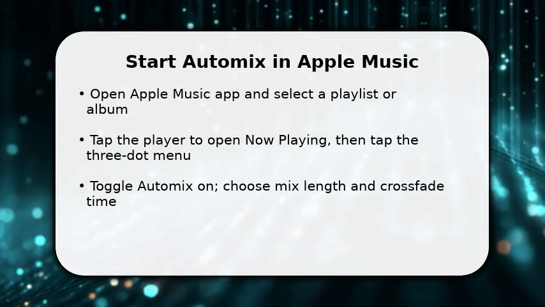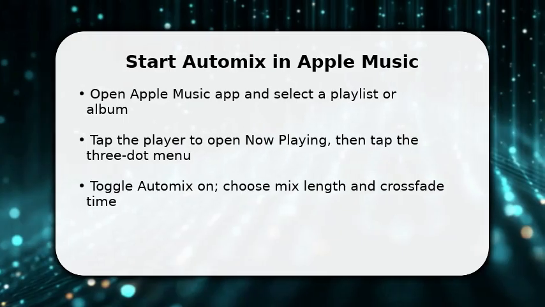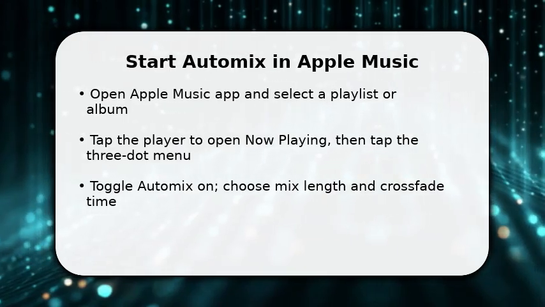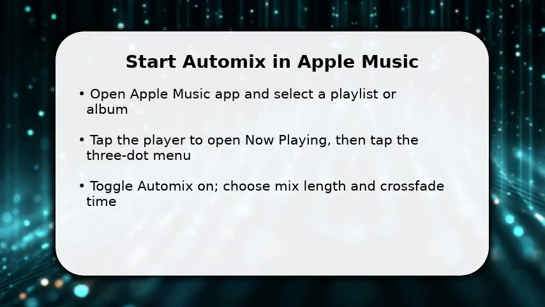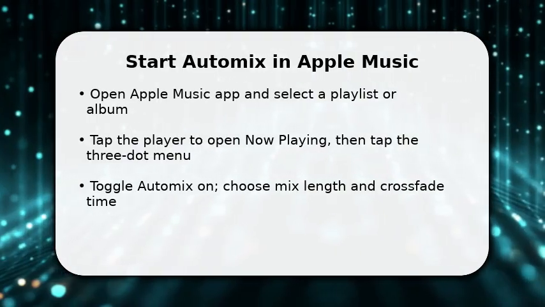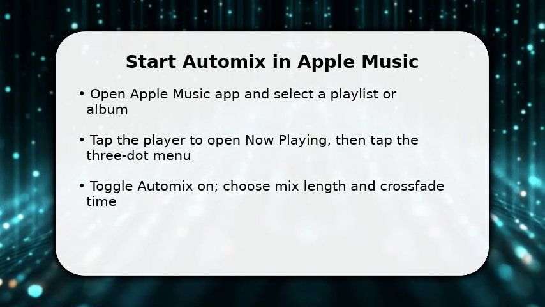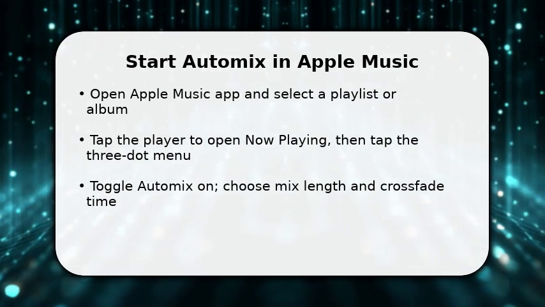Once enabled, Automix analyzes track BPM, key, and energy to plan transitions. That's why choosing similar tempo tracks gives cleaner blends. Make adjustments now, so the next steps run faster and transitions sound natural.